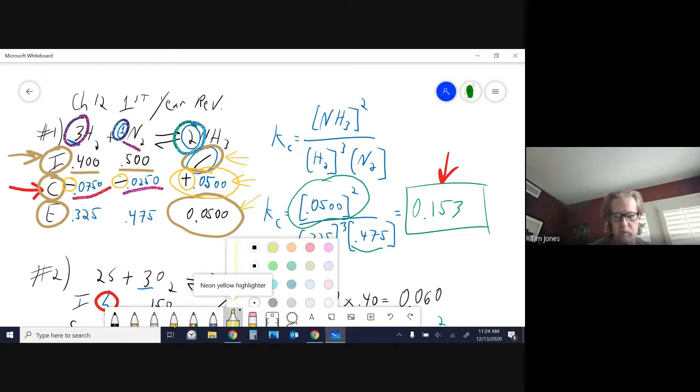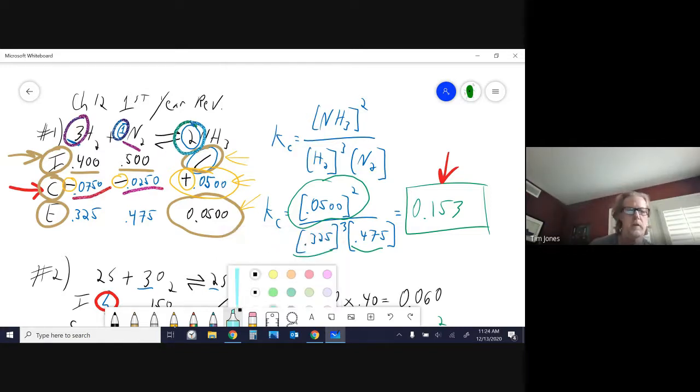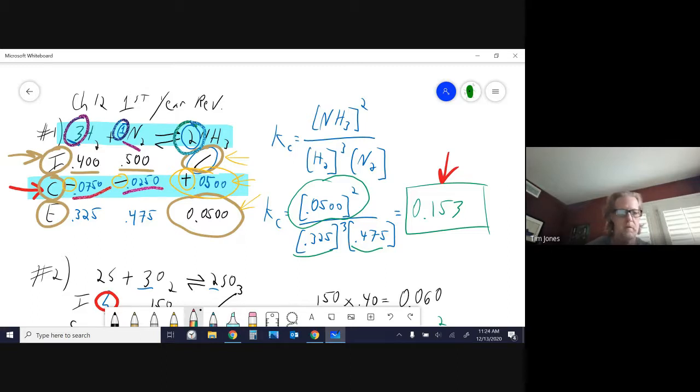So I need to emphasize this. This really is the magic of the ICE chart, is that this row must and always will match the balanced reaction. That's why this chart is useful. Once you know that, you just add all your columns, which gives you your equilibrium values. We already knew that one.